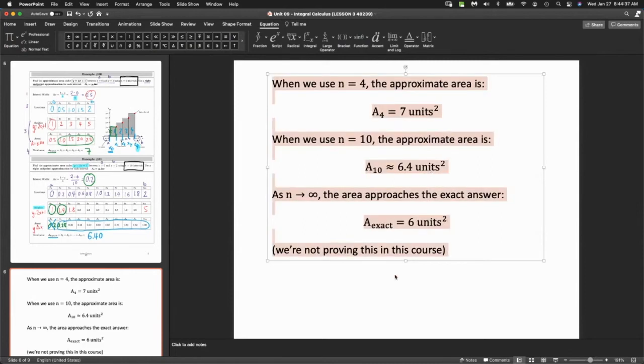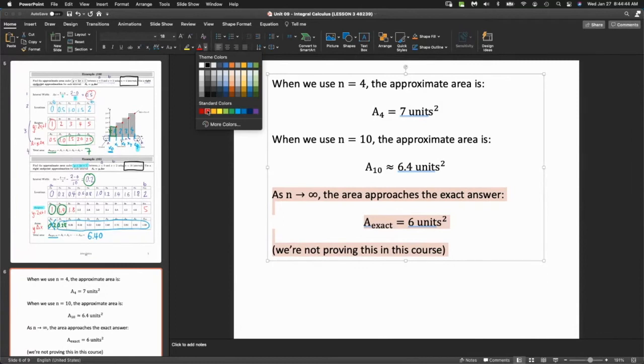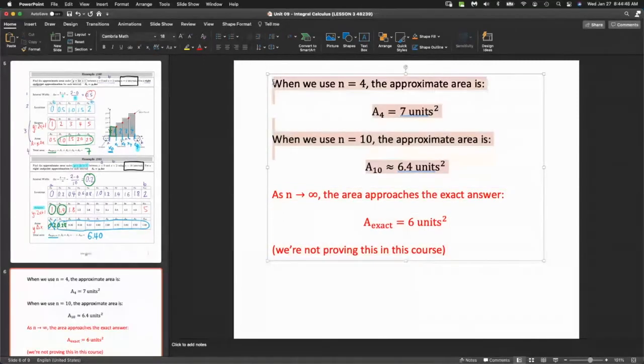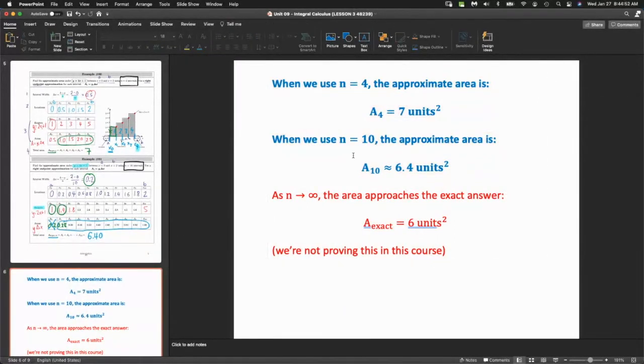I don't care if you write down units squared, and I'm not testing you on that right now. This is just extra. This is what I'm talking about today. What we just did together is the blue stuff. The red stuff is just a little bit for later. If you were to use an infinite number of rectangles, you get closer and closer to a value of 6. And that is the true area.